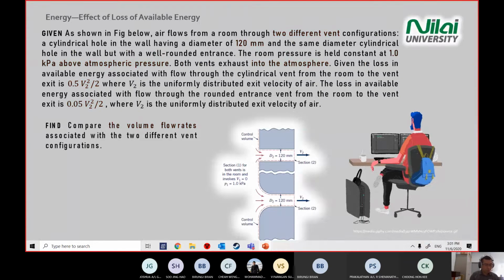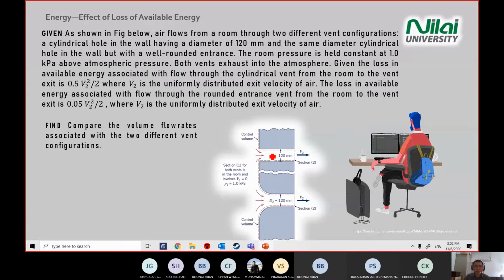Now we'll look at question 47, on application of the mechanical energy equation and Bernoulli equation, especially the mechanical energy equation. Let's say you are given a diagram here. The air flows from a room, left to right, with different vent configurations. You have one cylindrical hole, which means you drill the wall with a cylindrical drill. The second one has a bit of chamfer, a rounded corner. So you have two holes on the wall, and we want to see the volume flow rates of the first one and the second one.